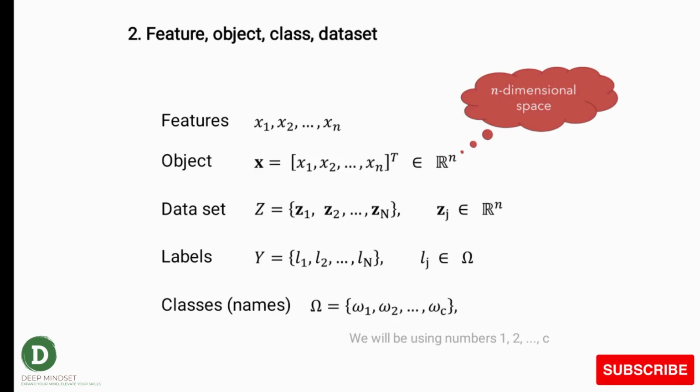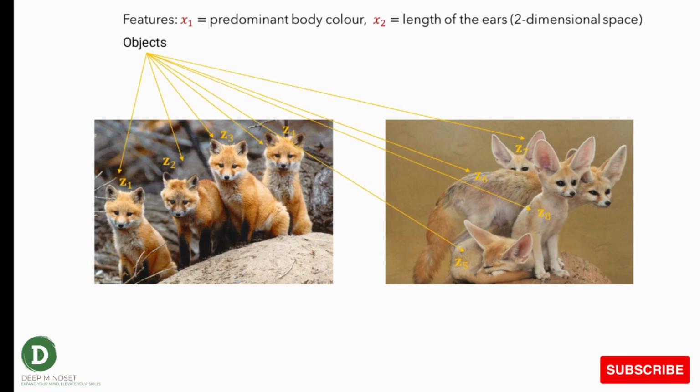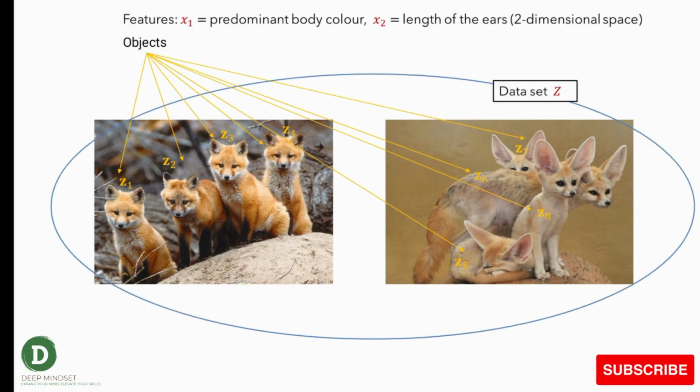Okay, so let's make sure that we can understand and differentiate these concepts. Now, how many objects do we have in these pictures? Absolutely right. How many classes have we got? 2. Absolutely right. The whole thing is the data set Z, every object we've got. We've got two classes, one red fox and one fennec. Okay, good.